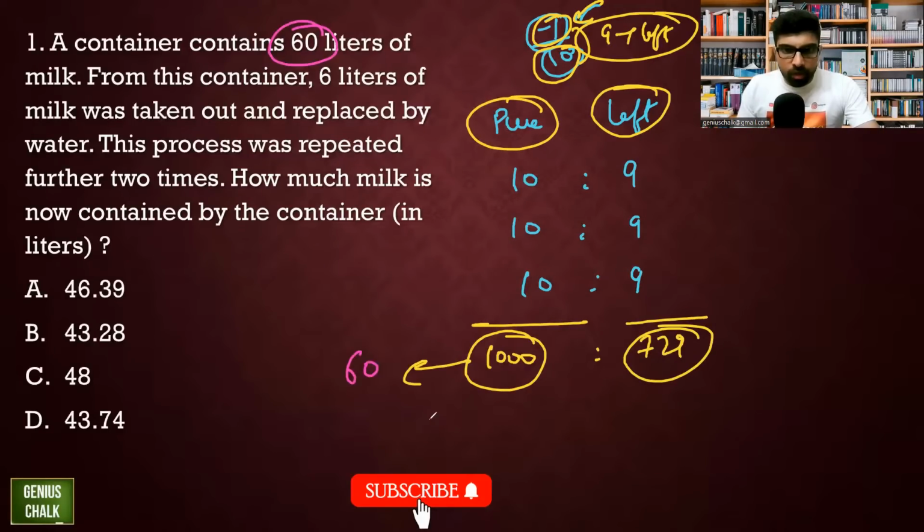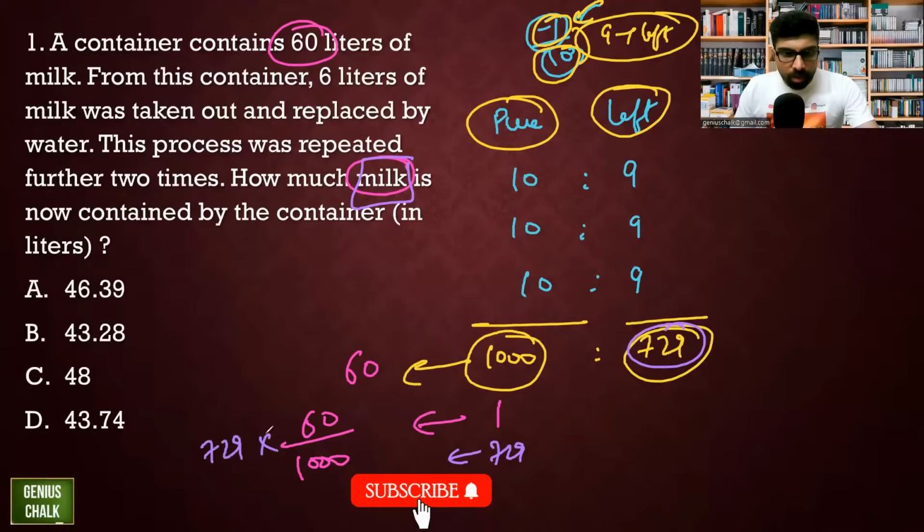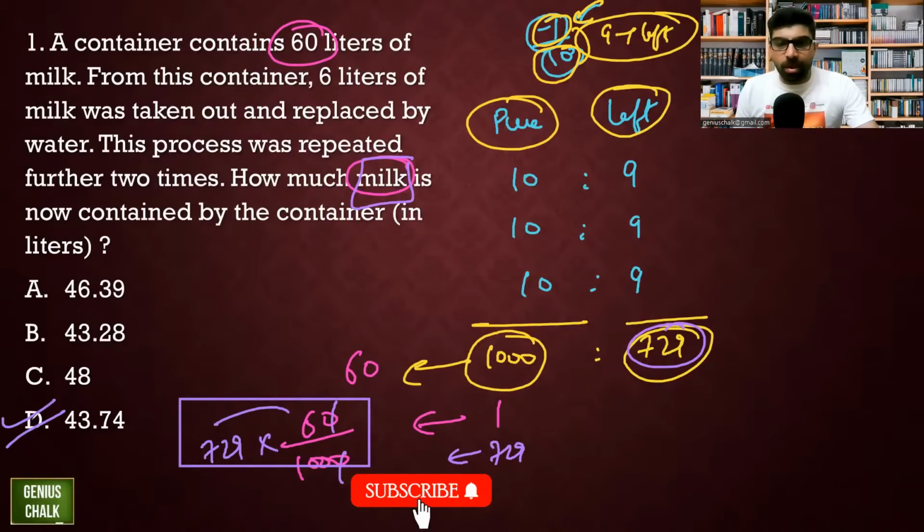So 1000 value is 60. That means what is one value? 60 by 1000. It is asking how much milk is left now. So the milk which is left is 729. So 729 value will be 60 by 1000 into this. And if you remember, we have done the same for the last process as well. So if you solve again, you will get 6 times the 54, option D as my answer.